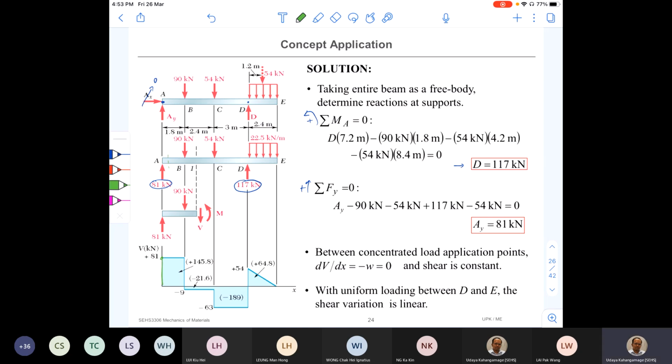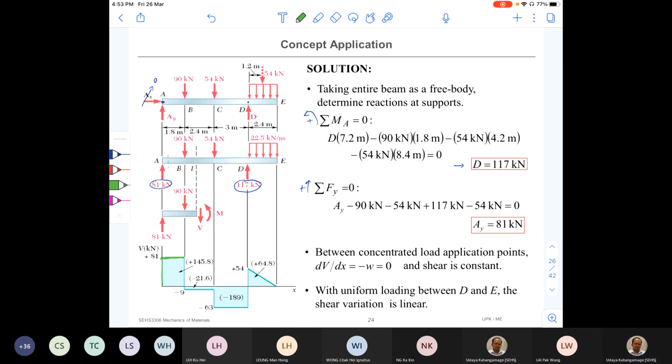Do I need to write that one? I hope that I don't need to write, right? So you can draw your free body diagram and get this value. And up to B minus, I say B minus means just before B, shear force is constant 81.